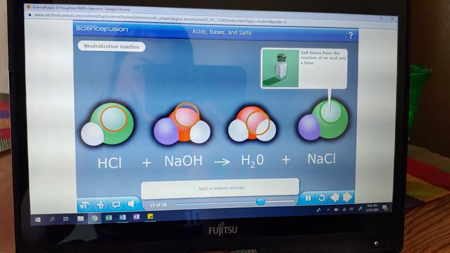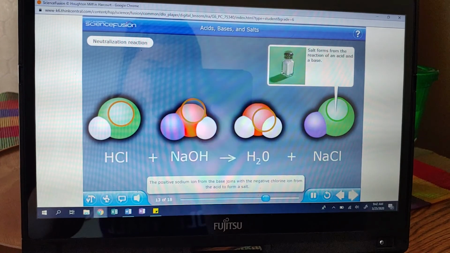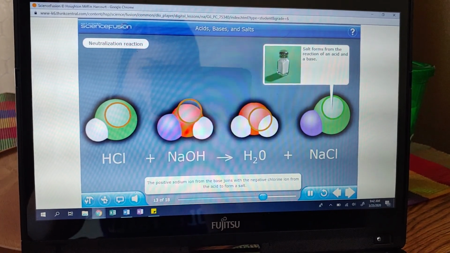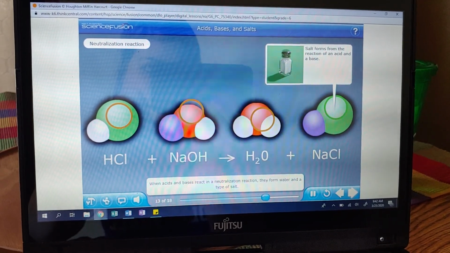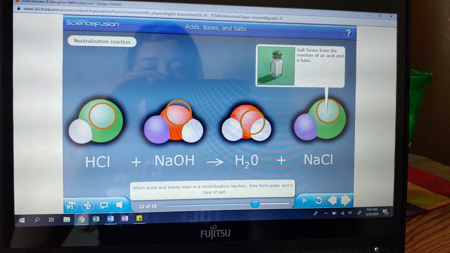NaCl is sodium chloride. Sodium chloride is table salt. The positive sodium ion from the base joins with the negative chlorine ion from the acid to form a salt. When acids and bases react in a neutralization reaction, they form water and a type of salt.